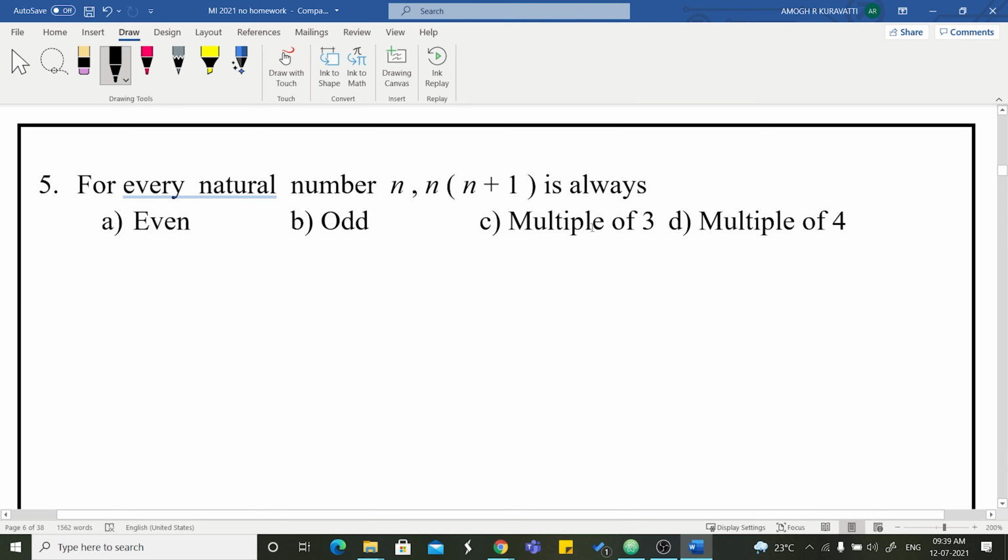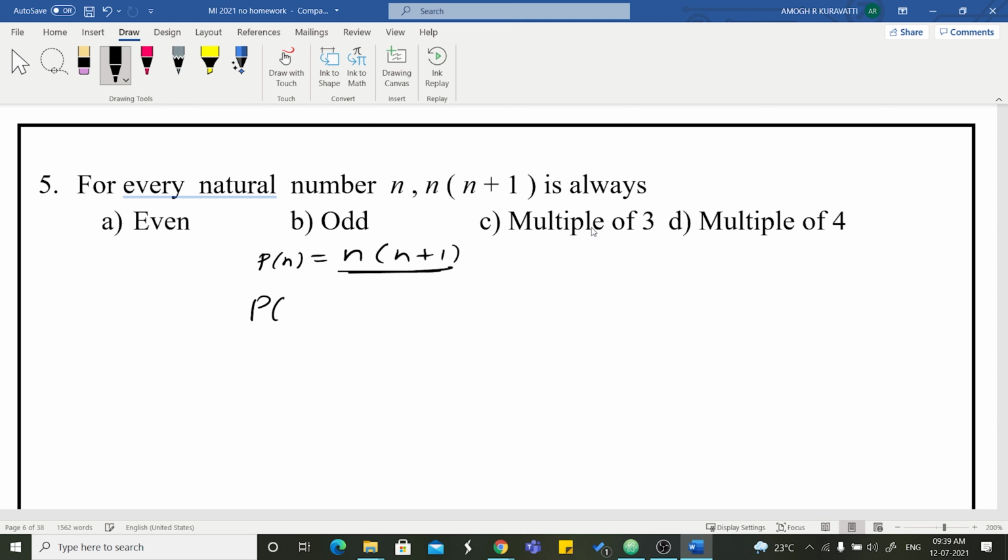Next problem. For every natural number n, n of n plus 1, this is the last term, n of n plus 1 is always even or odd or multiple of 3 or multiple of 4. Check. So given P of n is equal to n of n plus 1. Take n is equal to 1 because natural number. Put n is 1. 1 into 1 plus 1, how much? That is 2. Take n is equal to 2. Put n is 2. 2 of 2 plus 1, 3. 3 twos are 6.